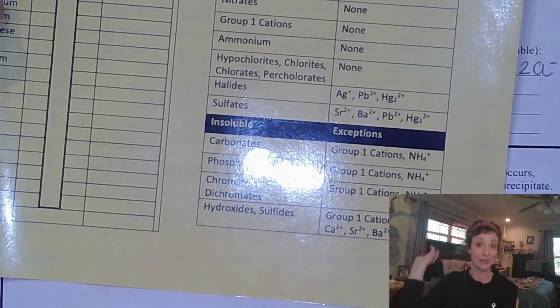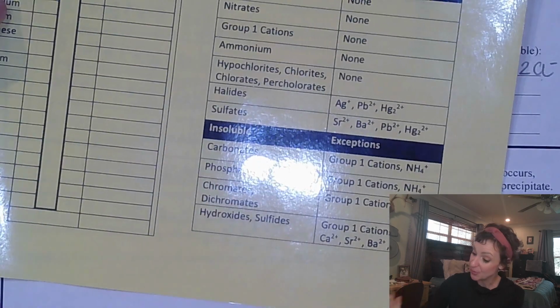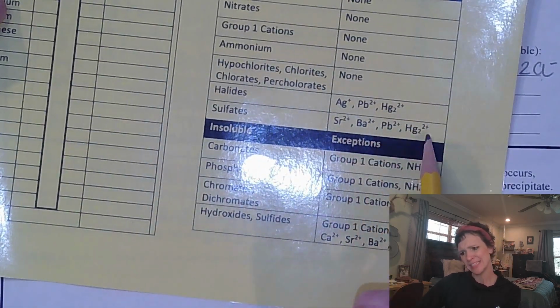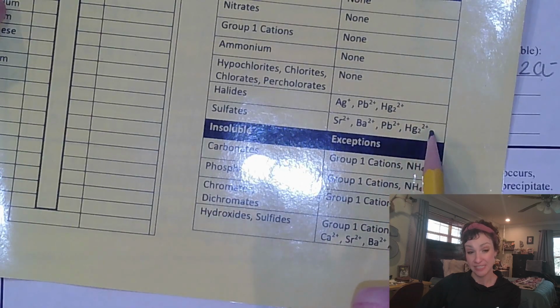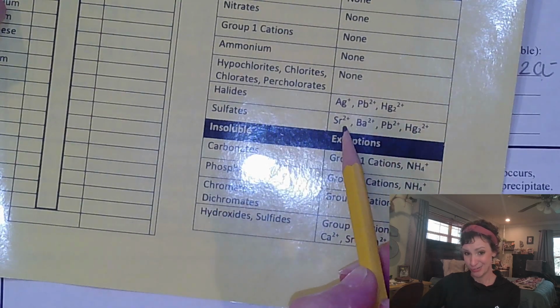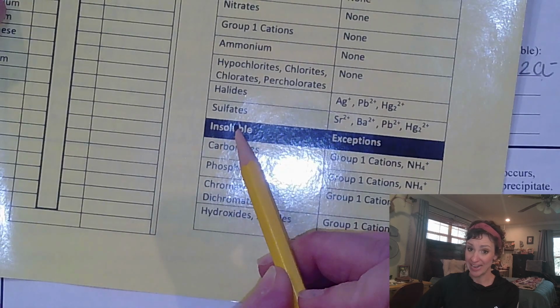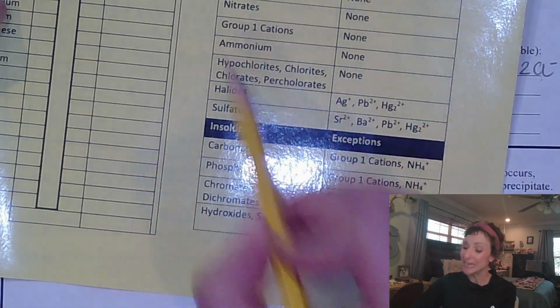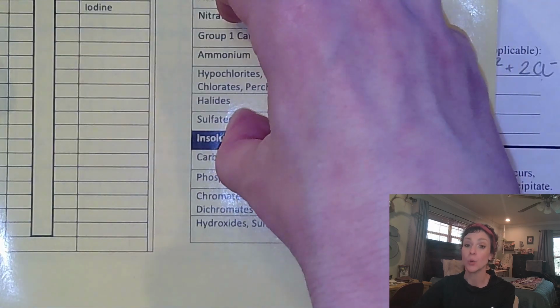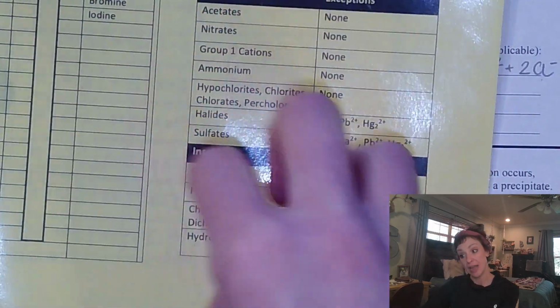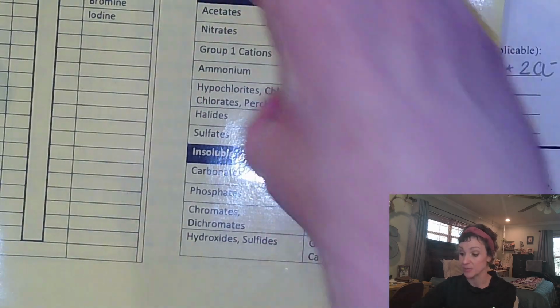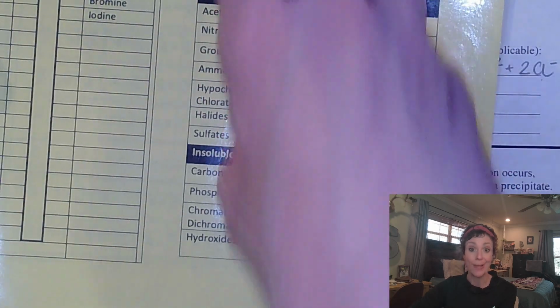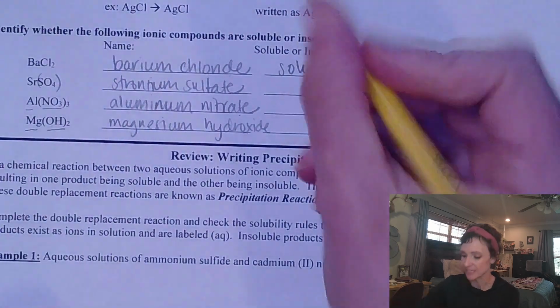What this means is that most sulfates are totally soluble. Most sulfates will dissociate into ions. I can write a dissociation equation, except for the ones that are paired up with these specific metal cations. Strontium, when it's paired up with sulfate, it is not soluble. So if you are an exception, that just means whatever category you were originally listed in, you are now in the opposite category. Okay, so exceptions to being soluble means that I am insoluble.